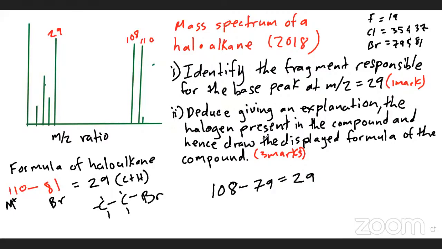When we look at this compound, we only have one fragment, which is 29. That tells us it consists of 2 carbons. Chlorine has a mass of how much? 35. So if you add chlorine to that mass, it cannot give us 108. The next halogen is bromine. Bromine has a mass of 79 and 81. When you attach that to the ethyl fragment, it gives you the 108 and 110.